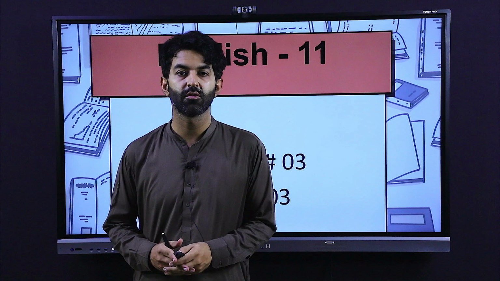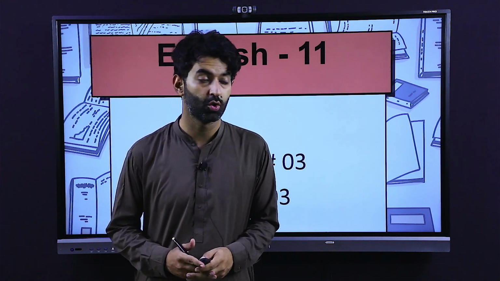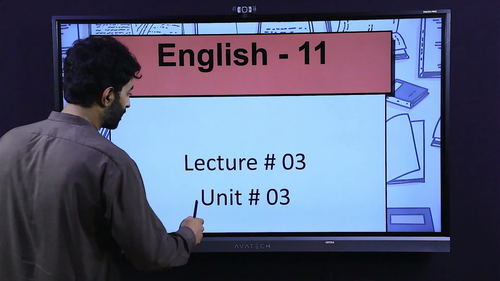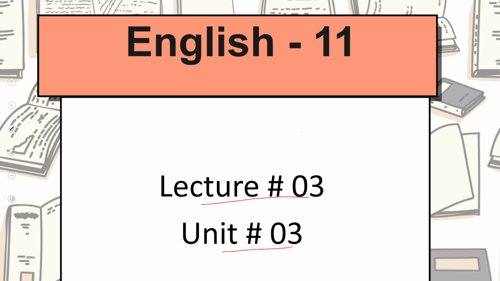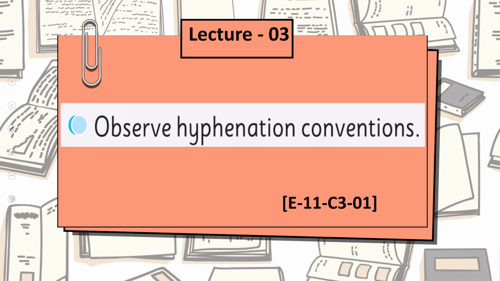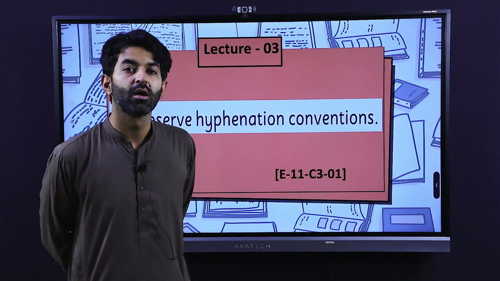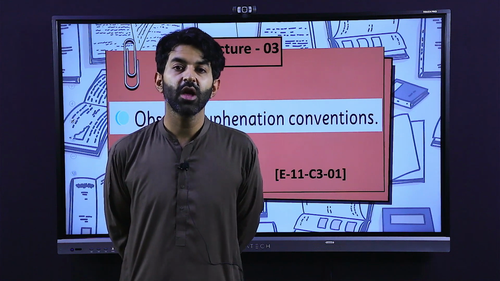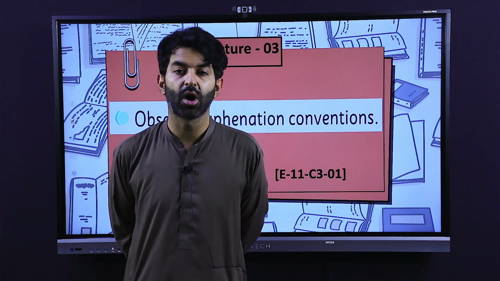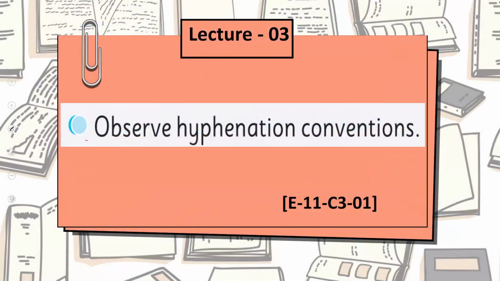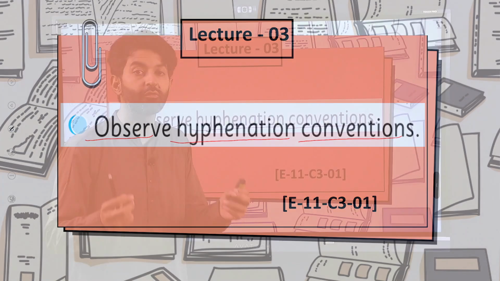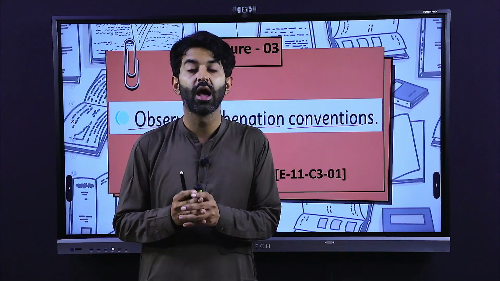Today we are going to cover yet another SLO of unit number 3. Yes, we are on lecture number 3. Our unit is 3 and we are going to cover this student's learning outcome, and it is directly related to your grammar because we are going to talk about the punctuation mark hyphen, which looks like a dash. So we will observe the hyphenation conventions or rules of using the punctuation mark hyphen.